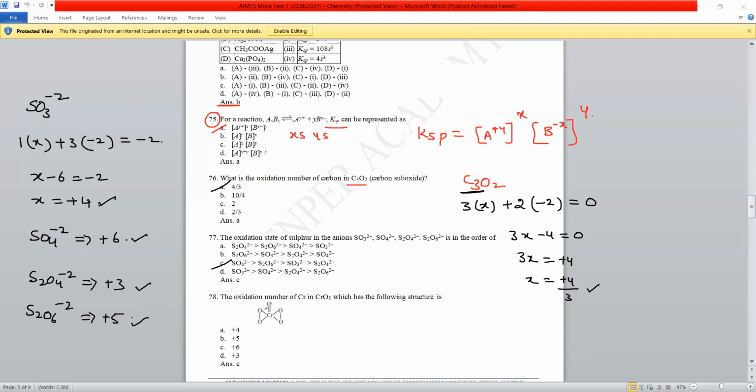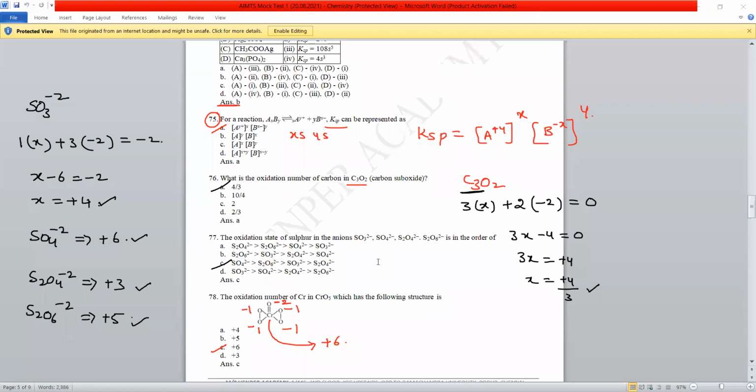Next is question 78. The oxidation number of chromium in CrO5, which has the following structure. They're asking for the oxidation state of chromium in chromium peroxide. This is very important, students. Each peroxide linkage is -1, this also -1, and this also -1, and this one also -1. The oxy linkage is -2. So around this chromium, how many negative charges are there? Totally -6. So that's why chromium is in the +6 oxidation state. So option C is the correct one. Peroxy linkages are there.